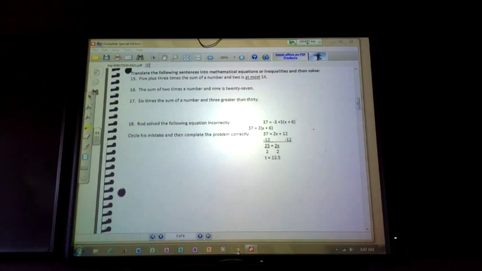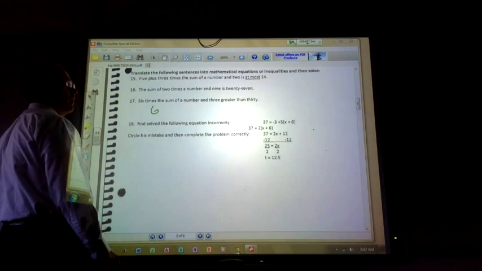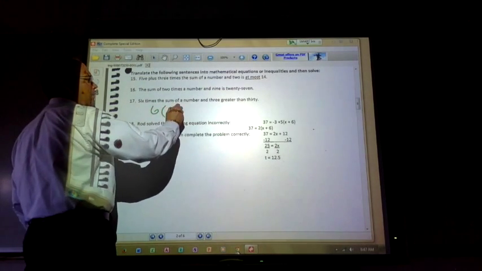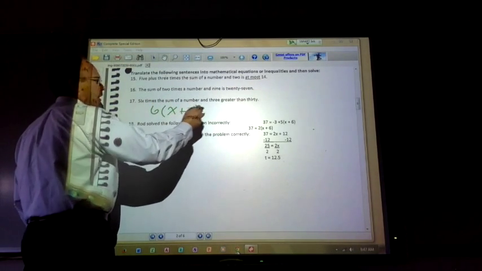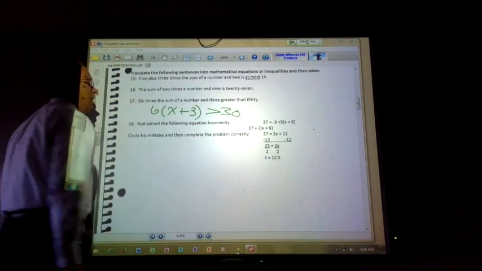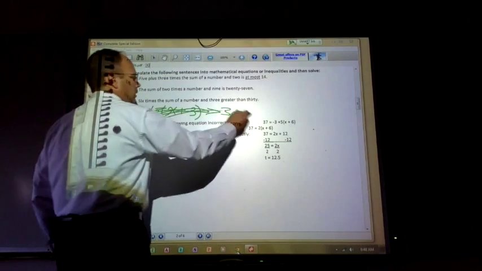Yes. I like cookies. 6 times the sum of a number and 3 greater than 30. What? Okay, so we're reading a book, and you come to the sentence that says 6 times the sum of a number and 3 greater than 30. Okay, 6 times the sum of a number and 3. 6 times the sum of a number and 3 is greater than 30. And then we can solve that. I'm not worried about it. Let's call that good for now.